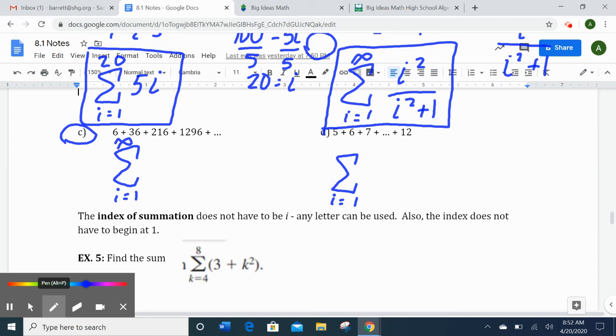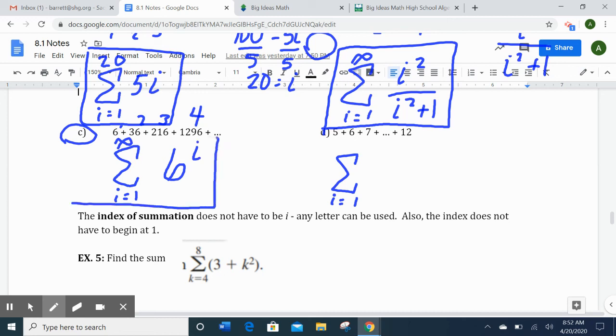Okay, so letter C is infinite, so it goes on forever. I have to decide what these are. So it looks to me like the first term is 6, obviously. The second term is 36, 216, 1296. These are powers of 6. So they took 6 and they raised it to the I power. So it's not like they took I to the 6th power, they took 6 to the I power. So 6 to the first, 6 to the second, 6 to the third, 6 to the fourth. That one will add up to infinity. I have no doubt about that.